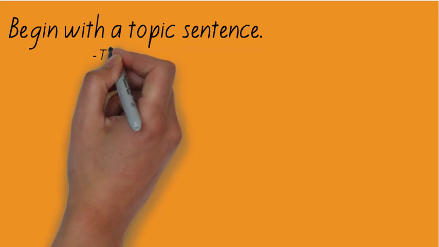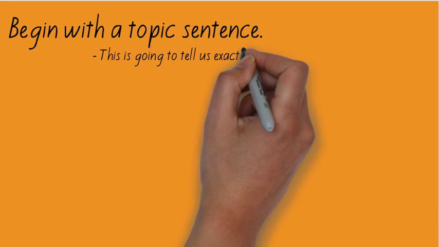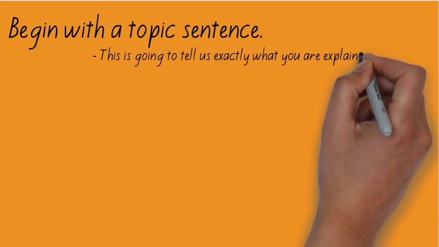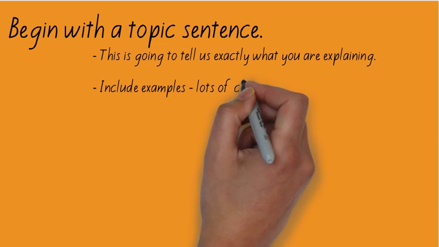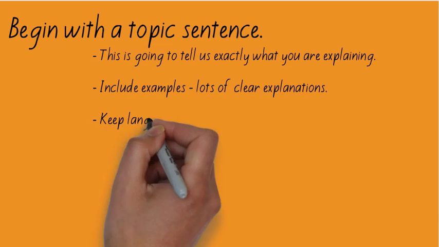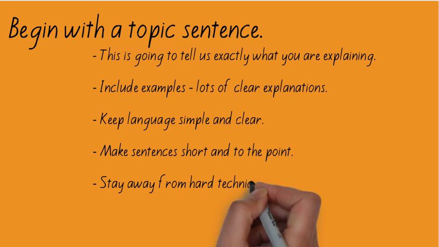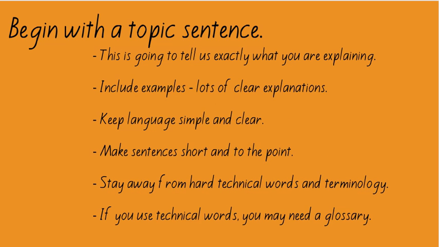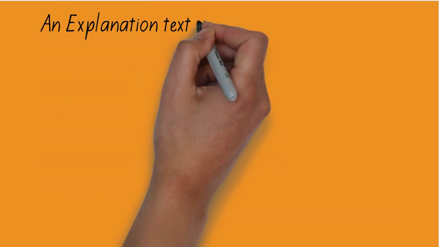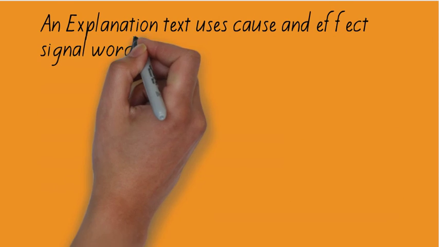So beginning with a topic sentence. And a topic sentence is going to tell us exactly what you're explaining. So make that clear from the beginning and include examples, lots of clear explanations, and keep your language simple and clear. Make the sentences short and to the point, and stay away from hard technical words and terminology unless you're writing for a really mature audience. And it says you may need a glossary, but I'm telling you, you will need a glossary if you have a lot of technical words there.